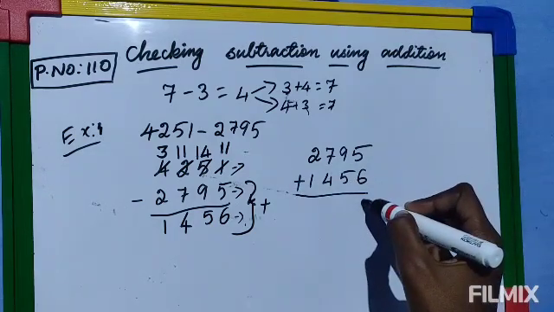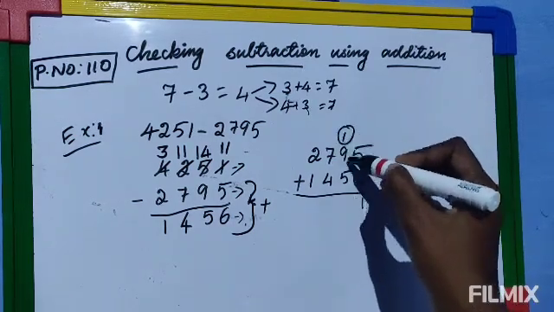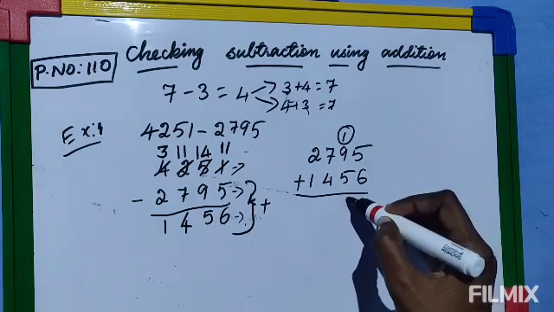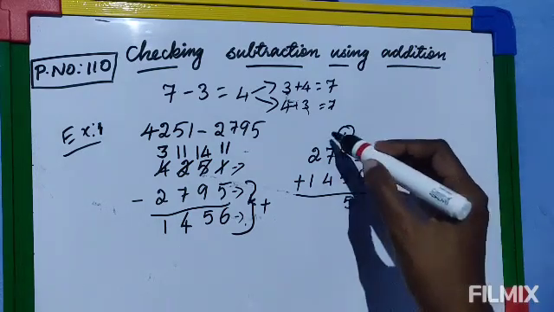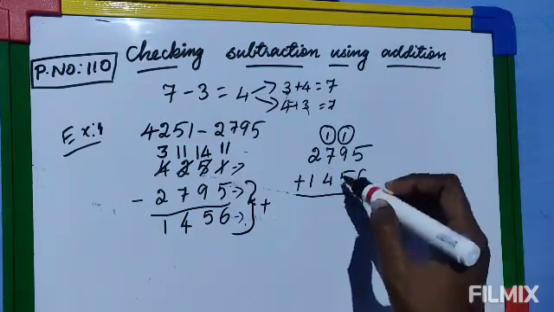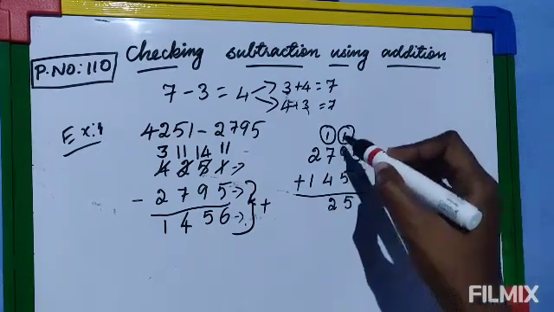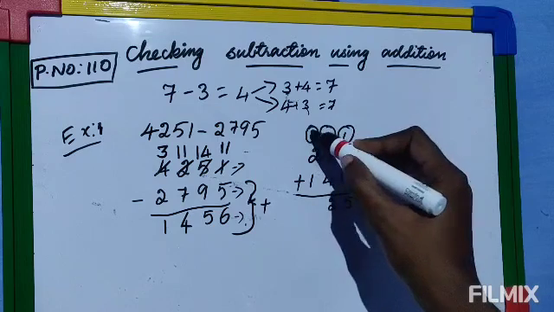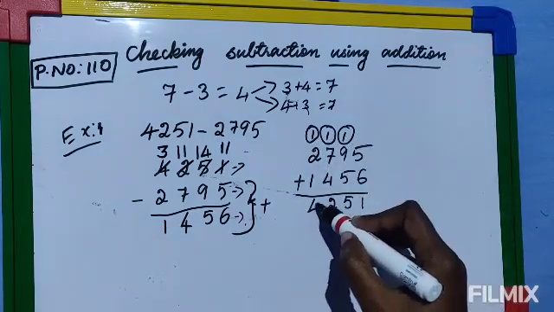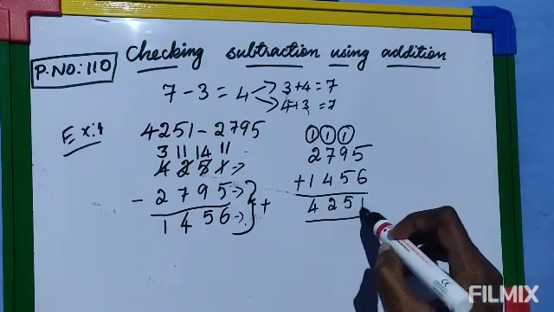5 plus 6, 11. In 11, 1 you will write here, 1 you will carry here. 1 plus 9, 10. 10 plus 5, 15. In 15, 5 you will write here, 1 you will carry here. 7 plus 1, 8. 8 plus 4, 12. In 12, 2 you will write here, 1 you carry here. So 2 plus 1, 3. 3 plus 1, 4. So you have got the sum 4251.